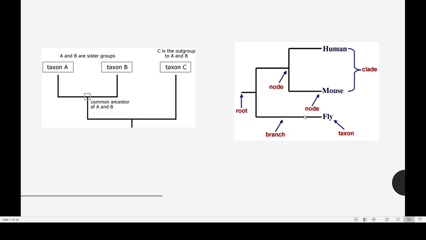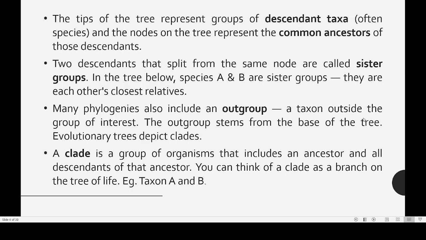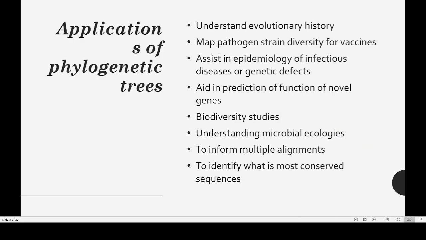Here the same thing is shown. This is a clade. This one, human, mouse, and a node belong to a clade. Here you can see that a node means a common ancestor, and human and mouse, because both are mammals, are considered a clade. So that is how the term clade is defined. Now what are the applications of the phylogenetic tree?